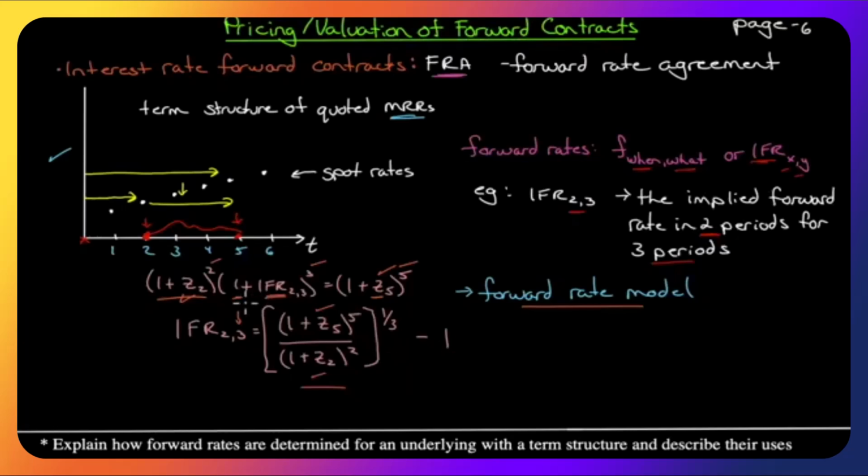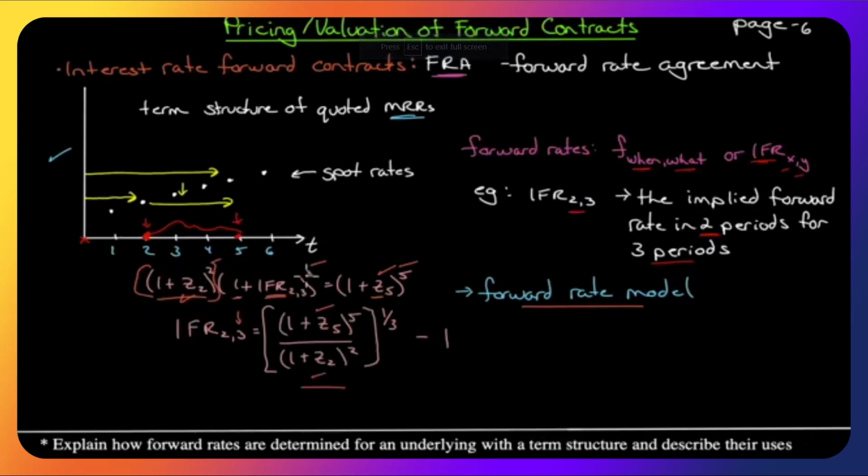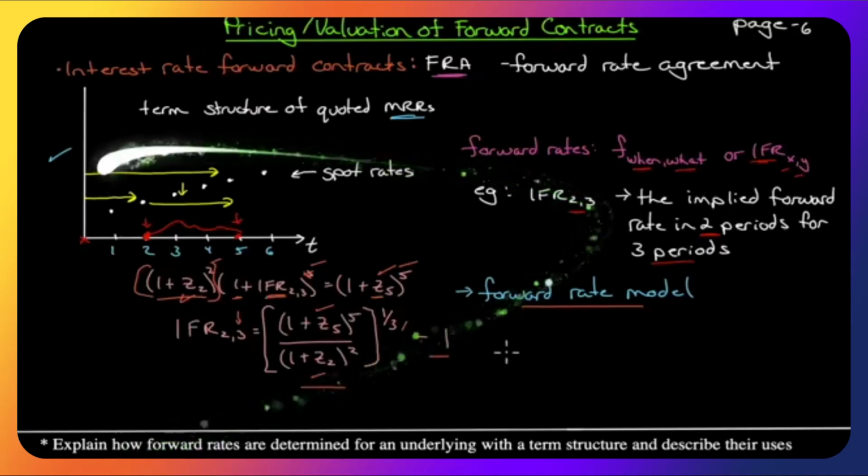So just so that you can see the steps, the first thing we're going to do is take this term and divide through by it to bring it into what you see here. And then we'll have this term over here to the power of 3. Well, if we take the third root of this, we get rid of the power of 3. We have to take the third root of that side. Then we have 1 plus IFR left. Well, subtract 1 from both sides, and you will have your implied forward rate.